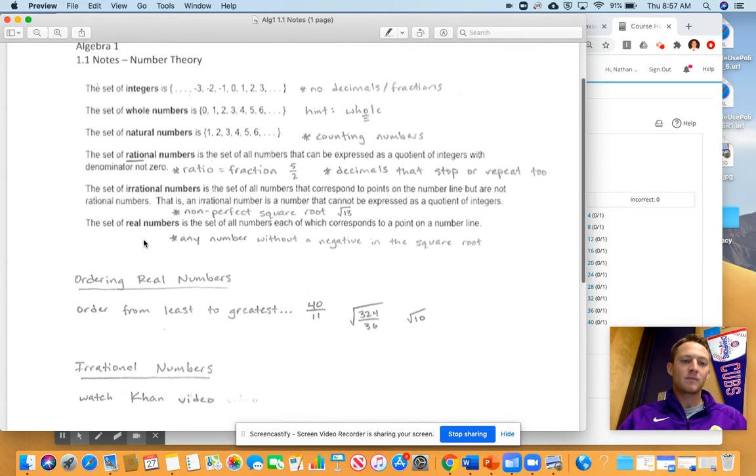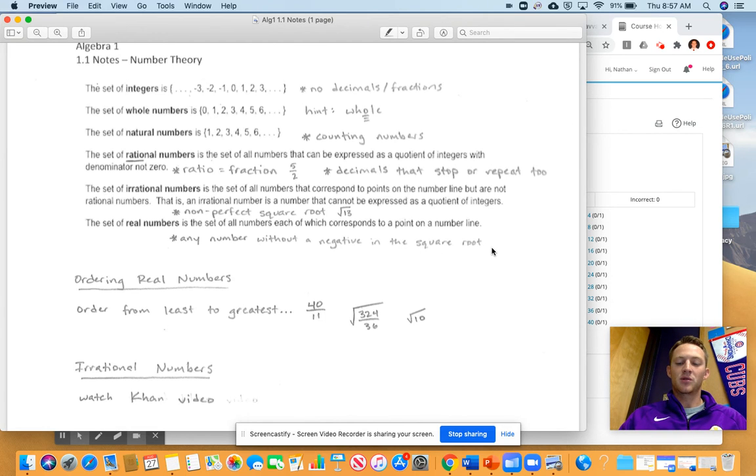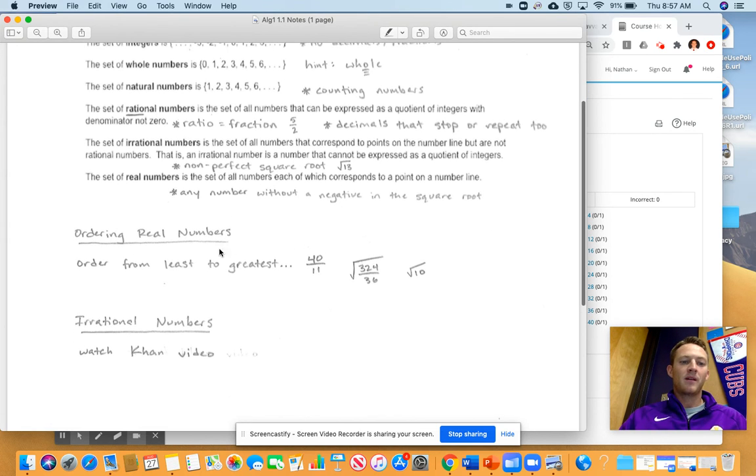All right. Real numbers, we have any number without a negative in the square root. So a non-real number would be like the square root of -3, because we can't have negatives inside a square root symbol. My challenge for you is to order these real numbers.